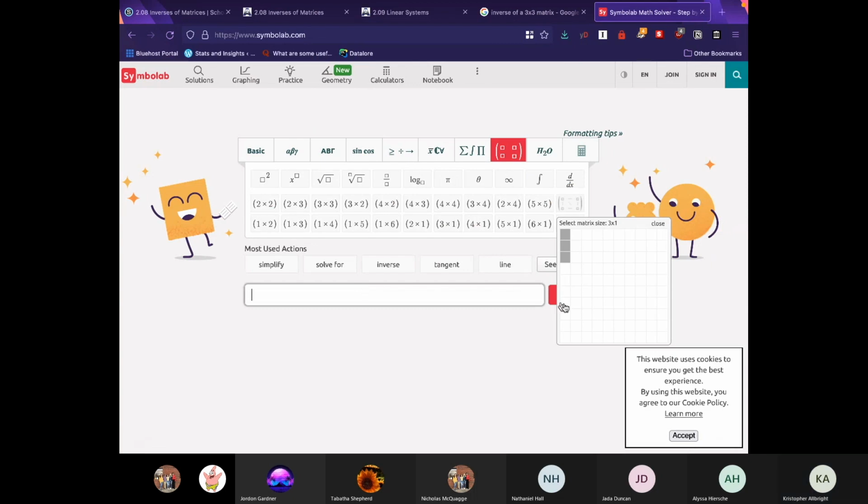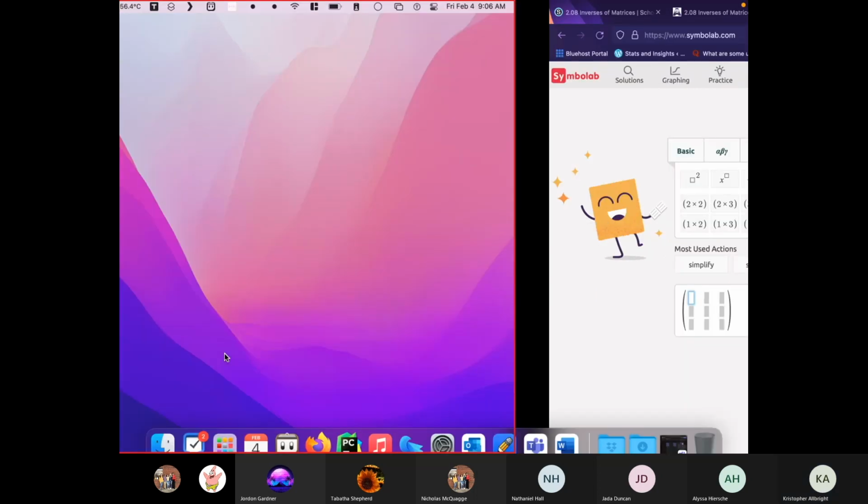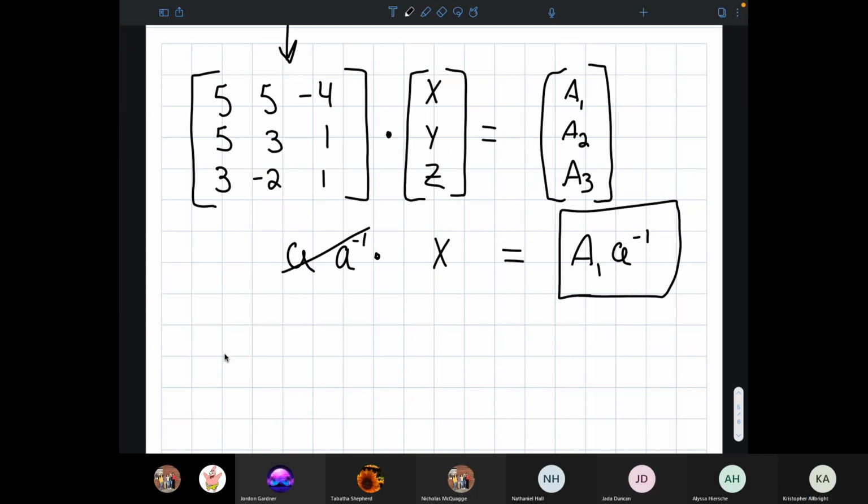3 by 3. That is not a 3 by 3. Don't we need to make the last one in the matrix a negative one? It should have been. I apologize. Good catch.